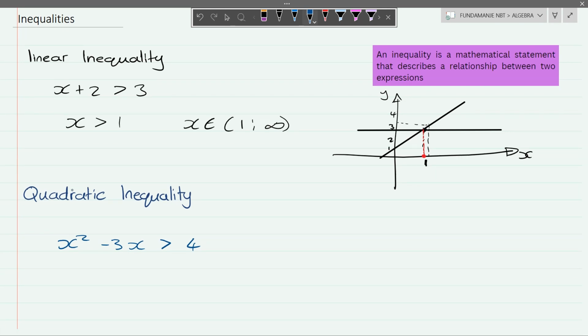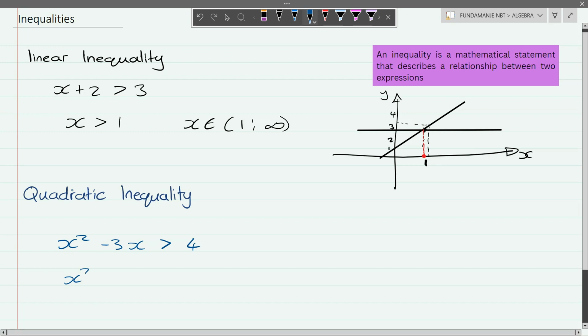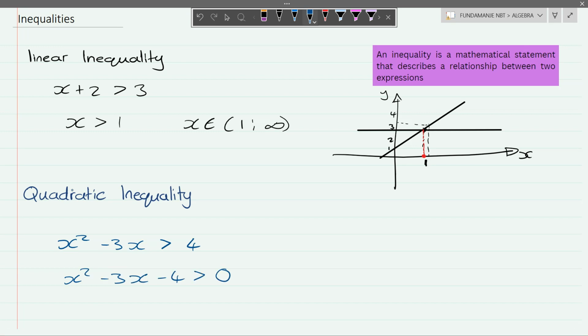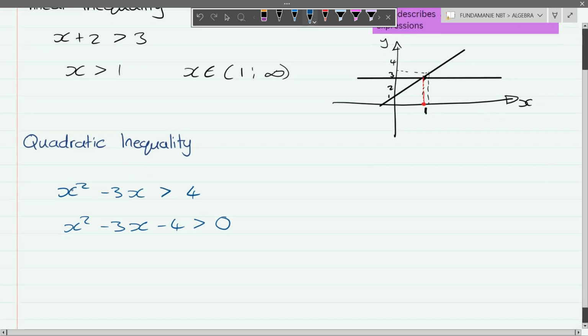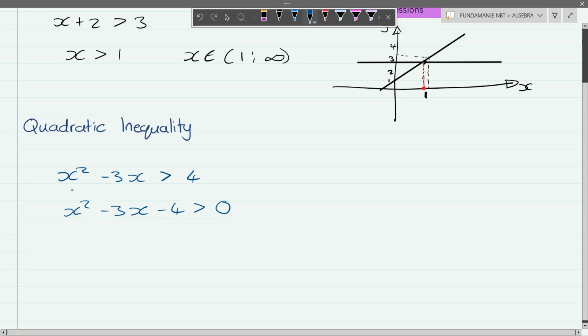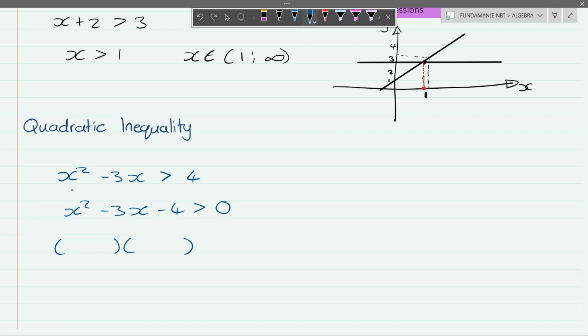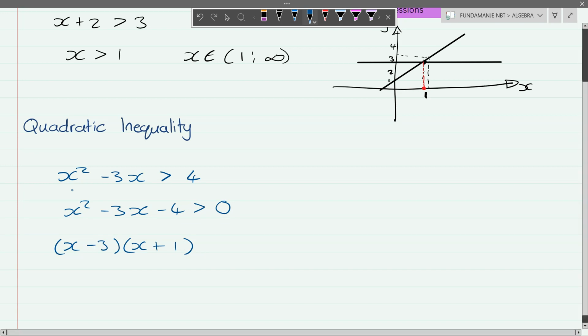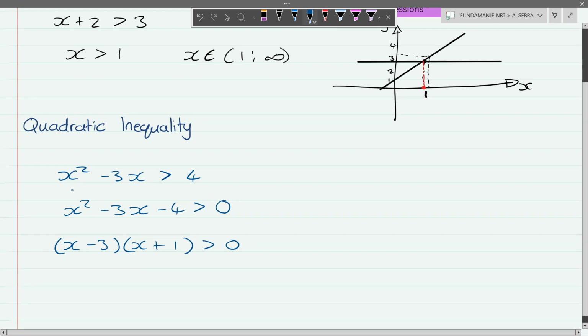Just get it into the trinomial format. So take 4 to the other side and then leave 0 on the other side, like that. Then what you want to do is open up your two brackets and put x as placeholders over here, and then find the factors, which would be minus 3 and plus 1, and then you say this needs to be greater than 0.